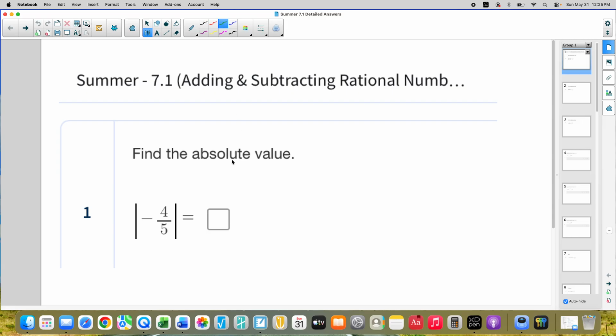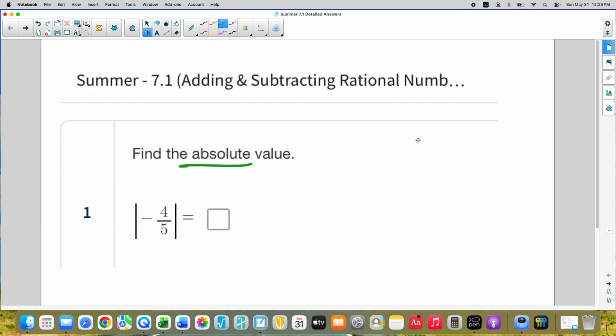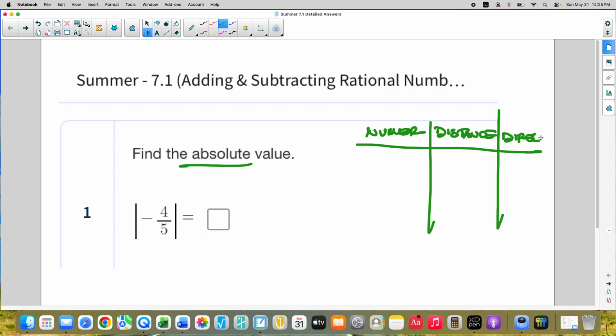Important thing is we need to understand what absolute value is. Absolute value really wants to know distance. Every number has a distance and a direction. A number like 8 has a distance of 8 and a direction to the right. A number like -10 has a distance of 10 and a direction of left. And 0 has no distance and no direction. So positive numbers have directions of right, negative numbers have direction left, and then the distance.